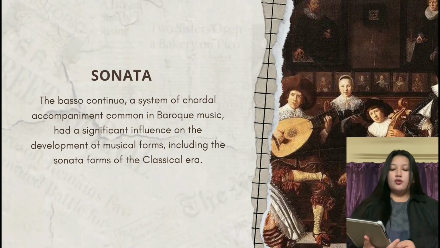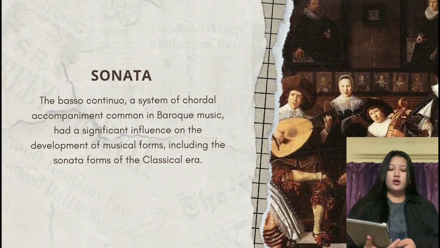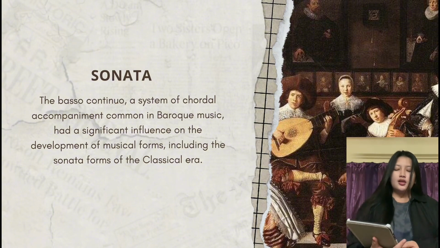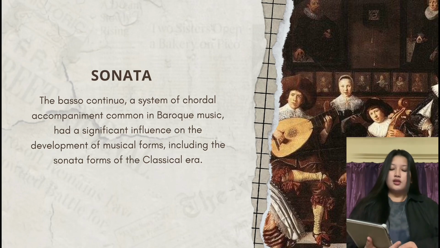The Basso Continuo is a system of chordal accompaniment common in Baroque music. It had a significant influence on the development of musical forms, including the sonata form of the classical era. So how did it influence the sonata form?